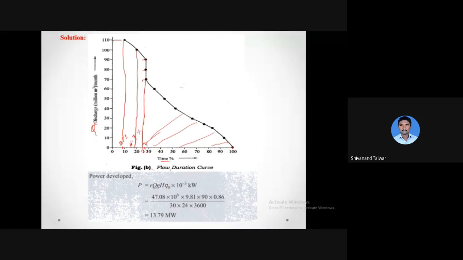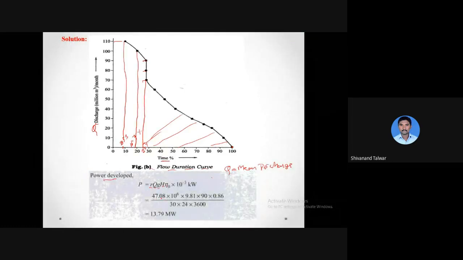Okay, so then after this, what we have to find? We have to find the power developed. So power developed will be equal to rho G Q H multiplied by overall efficiency. Okay, so Q we will take as the mean discharge. Mean discharge is 47.08 million meter cube. So 47.08 million, कितना? 1 million is equal to 10 raised to 6.